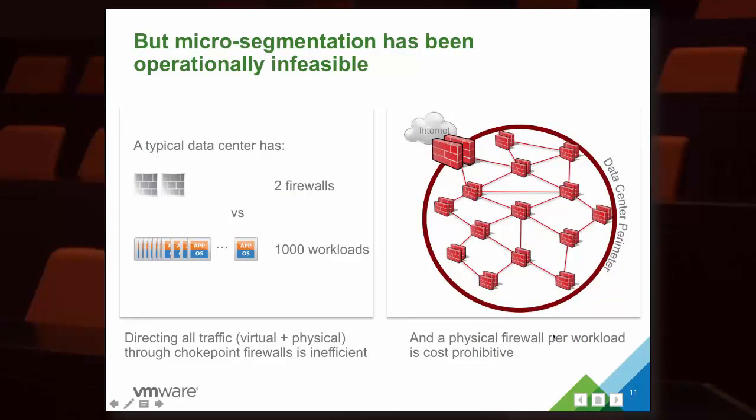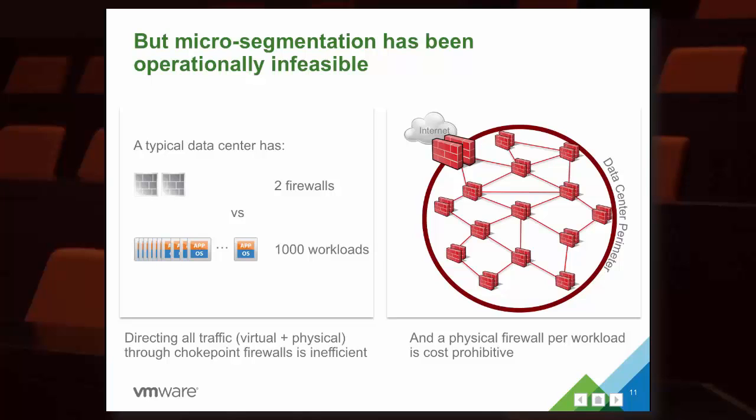The problem has been that micro-segmentation was really just kind of operationally infeasible. I mean, if you think about the fact that a typical data center has two firewalls, maybe one outside going into the DMZ and another one from the DMZ into the LAN network, versus it having thousands of workloads. So directing all of that traffic through those firewalls creates a clear choke point because you're never going to be able to manage it effectively.